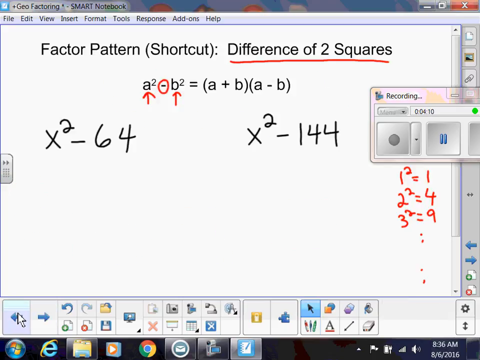So you see how those are ending up in our answer? In this factor pattern, in order to get from a squared to a in our answer, I'm just taking the square root of that.